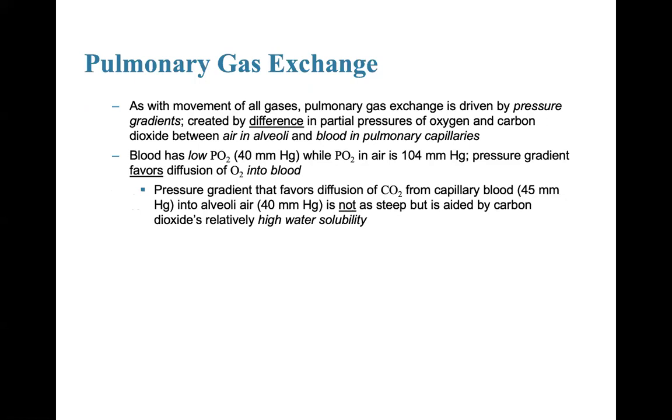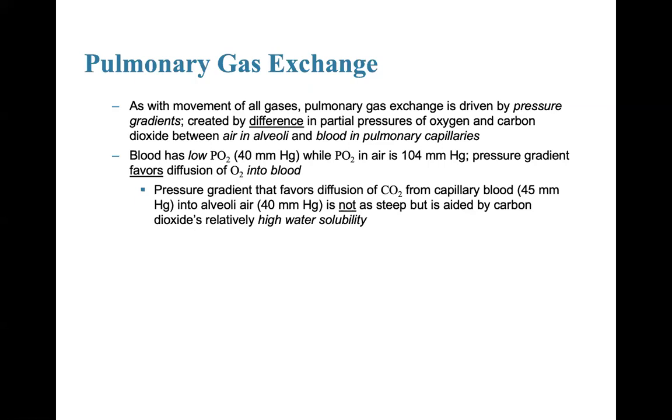As with the movement of gases, pulmonary gas exchange is driven by pressure gradients, created by a difference in partial pressure of oxygen and carbon dioxide between the air in the alveoli and the blood in the pulmonary capillaries. Now, the blood in the capillaries has a low partial pressure for oxygen. It's 40, while in the air within the alveoli, it is 104. The pressure gradient that is established will now favor the diffusion of oxygen from a higher pressure in the air at 104 to a lower pressure in the blood at 40.